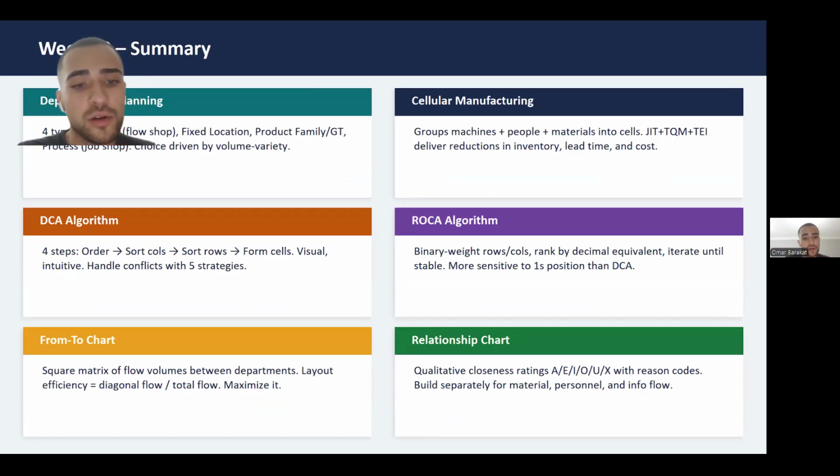So, let's close this down. Next week, we move into space requirements, translating these department arrangements into actual square footage.